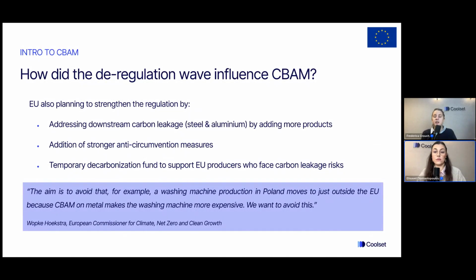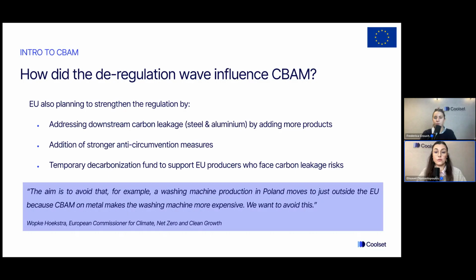companies kind of changing the materials they use to avoid having to report under CBAM. So by adding more products to the scope, then hopefully the EU can avoid that and ensure that people are paying their dues. And also an addition of stronger anti-circumvention measures. So increasing traceability requirements and mapping to the source, again, trying to prevent people circumventing the rules and ensure that people are paying for their CBAM requirements. And finally, a temporary decarbonisation fund to support those EU producers who face significant carbon leakage risks.